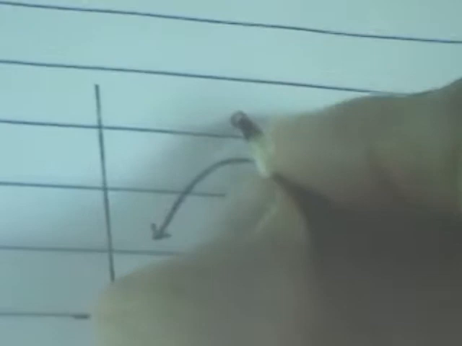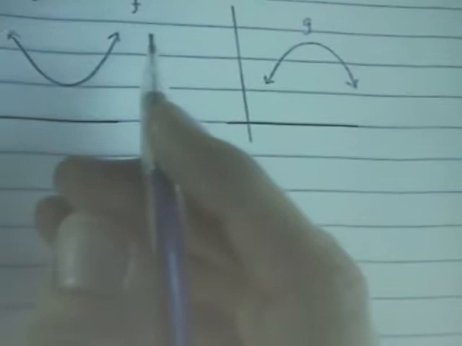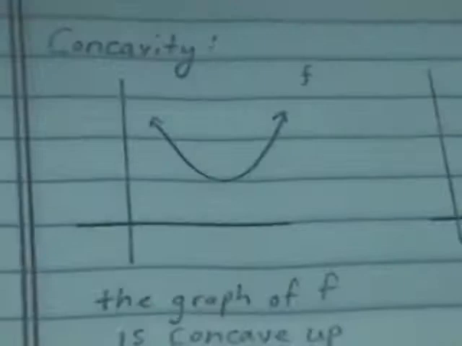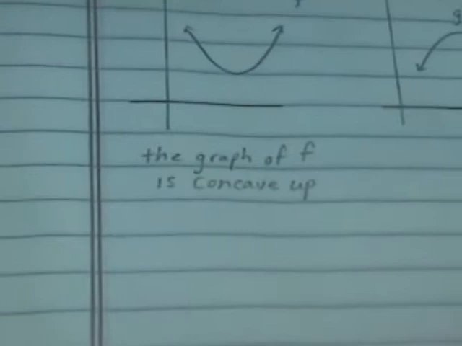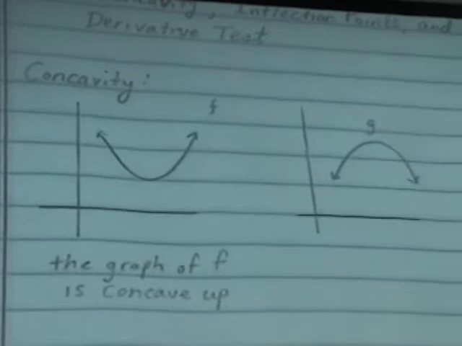Let's call this function F, and another function called G. We would say, in this case, the graph of F. Is F increasing or decreasing? Both. It's a trick question. Is F increasing or decreasing on the entire real line? Both, right?